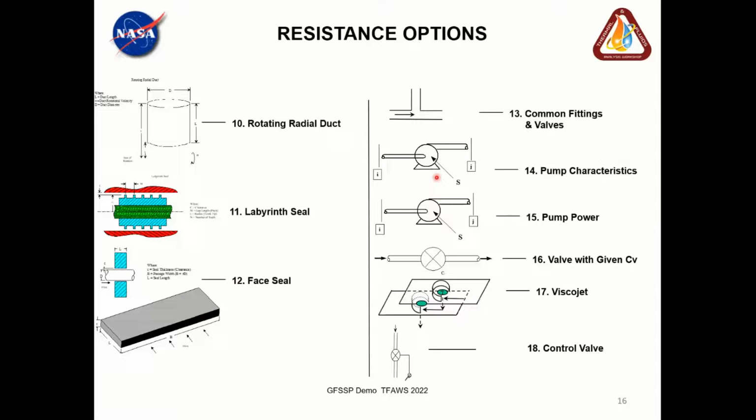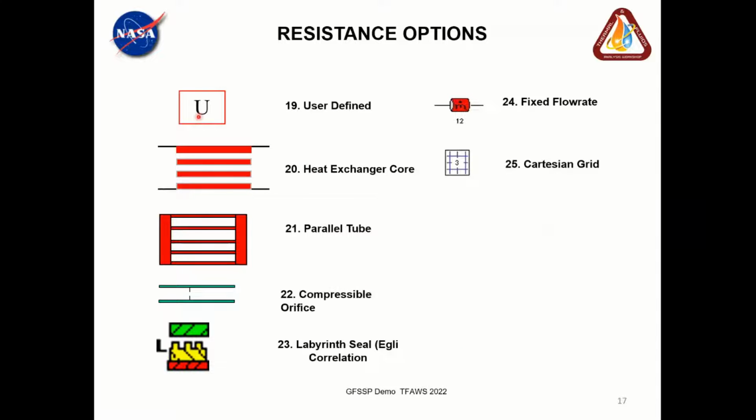What we have talked about so far is the resistance only, but if you have a momentum source like a pump, you can also use that in a branch. So instead of being a momentum sink, it could be a momentum source. In that case, you can provide pump characteristics, or you can provide a pump power. There is also a valve with a given CV, a viscojet option is also available, and there is a control valve also. And you can also have user-defined options. You can create your own resistance by providing some Fortran coding into the user subroutines.